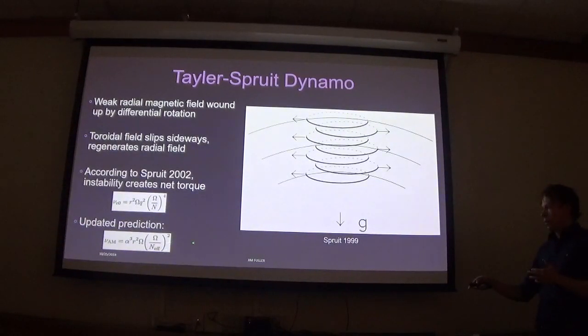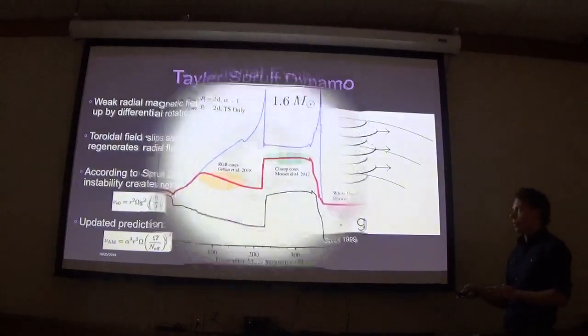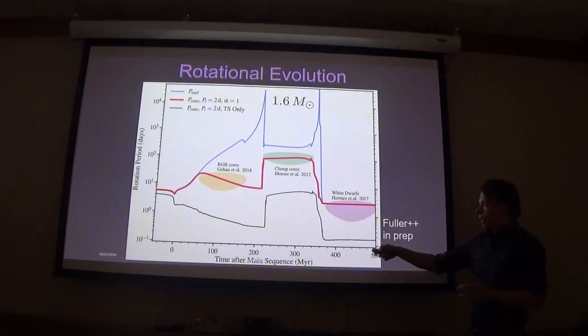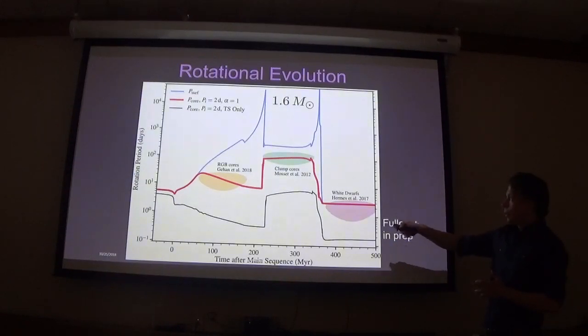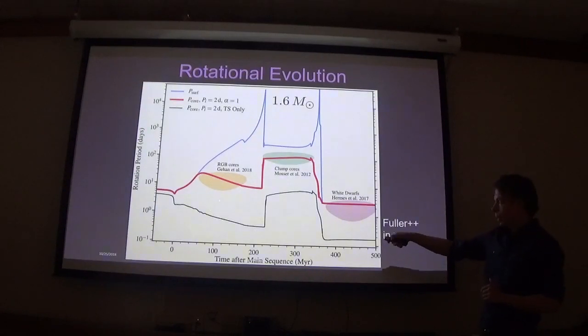What I've done is first derive this. I can explain the microphysics of how you get it, but I'm going to skip over it in the interest of time. You can then take this prescription, put it into a stellar model, and you find a much better agreement with data. This is a stellar model of 1.6 solar masses evolved from the main sequence to the white dwarf phase. The blue line is the rotation period at the surface of this model. As the star ascends the red giant branch, the surface rotation period becomes very large. The black line is the core rotation period that you get just including the Taylor-Spruit instability as prescribed previously. Like I said, that misses the actual observations by about a factor of 10.